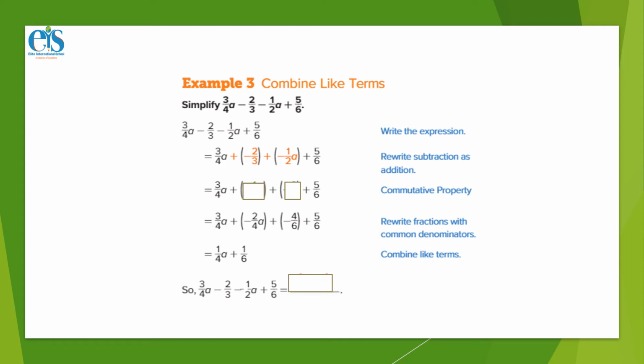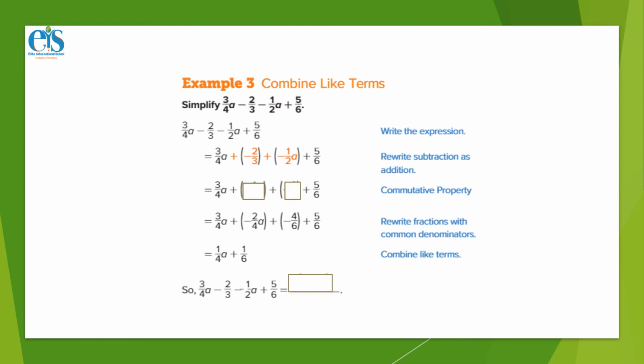Example 3. Combine like terms. Simplify 3 by 4a minus 2/3 minus 1 by 2a plus 5 by 6. First step. Rewrite subtraction as addition. 3 by 4a plus -2 by 3 plus -1 by 2a plus 5 by 6. Let me remind you here, when you have a negative, please make sure you put them in parentheses.